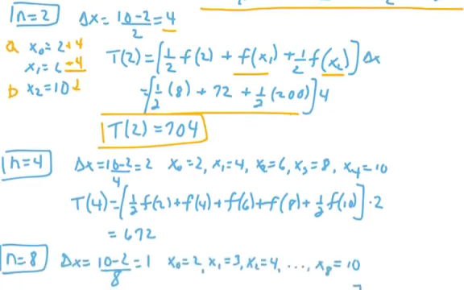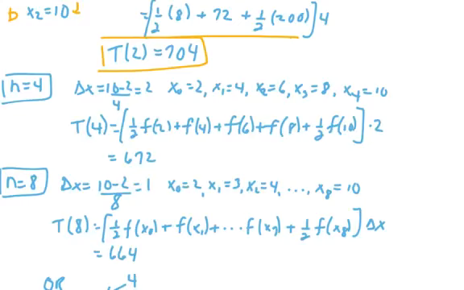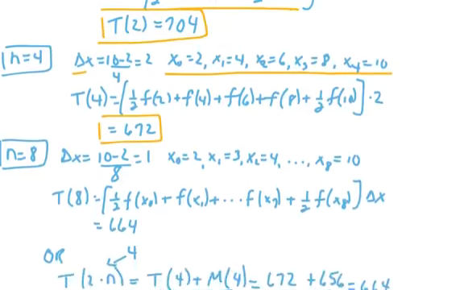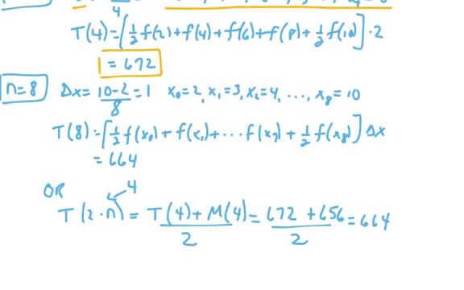704. If you want to use 4 trapezoids, same process. Compute your delta x, find all your x sub k values, right? x of 1, 2, 3, and 4 in this case, because you've got 4 subintervals, and then plug into your trapezoid rule, and you get t of 4 equaling 672. And then n of 8, you go through the same process, delta x, right? You get the idea, hopefully. And t of 8 is equal to 664.